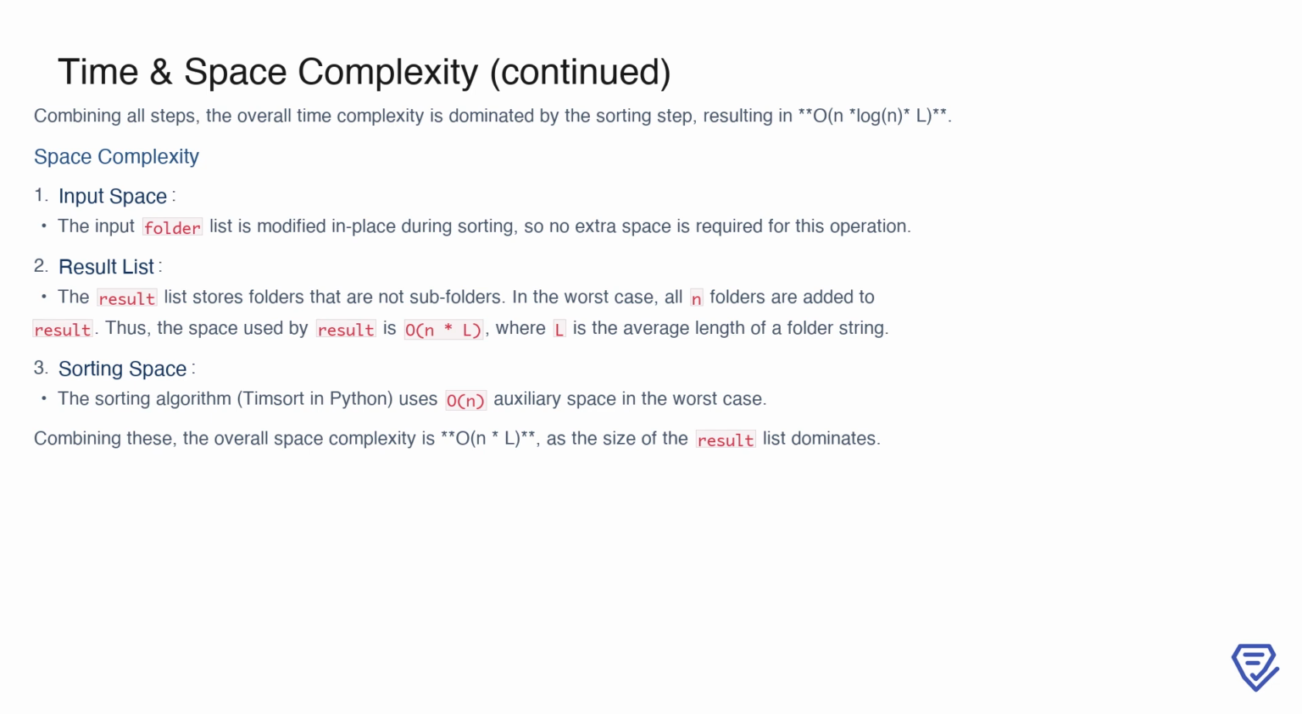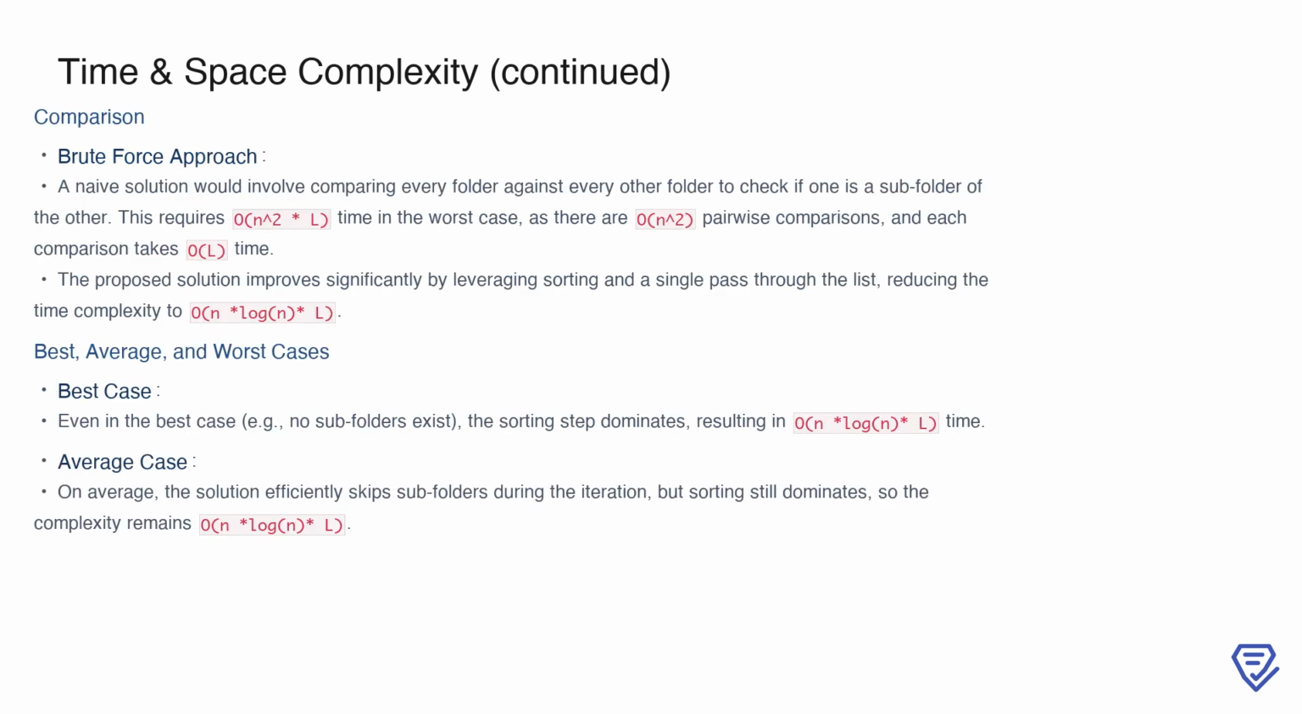Additionally, Python's timsort algorithm, used for sorting, has a worst-case auxiliary space complexity of O(n). Combining these, the space complexity is determined by the larger of these two factors, which is O(n * L), as the space for storing the result list dominates. When comparing this approach to a brute force solution, the contrast in efficiency becomes clear. A naive method would involve comparing every folder with every other folder to check for subfolder relationships. This results in O(n squared * L) time complexity, as there are O(n squared) pairwise comparisons, and each comparison takes O(L) time.